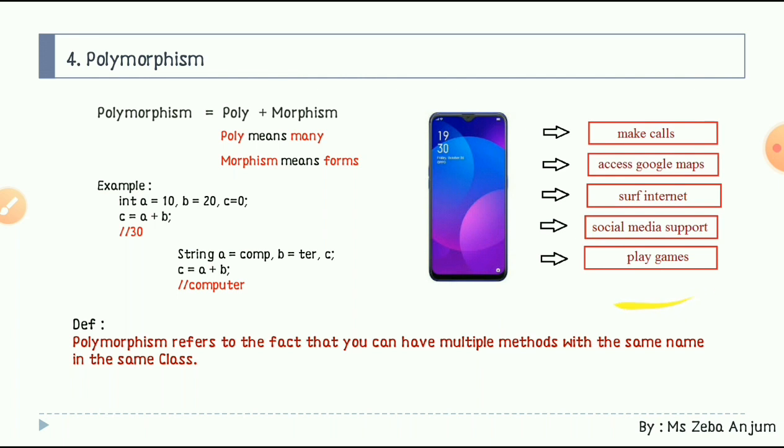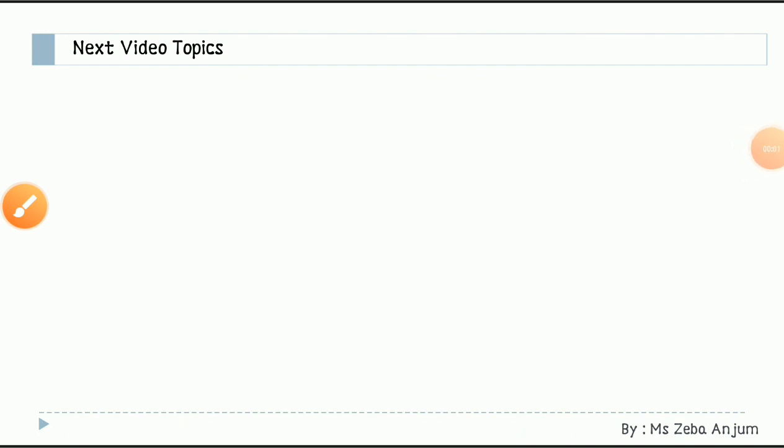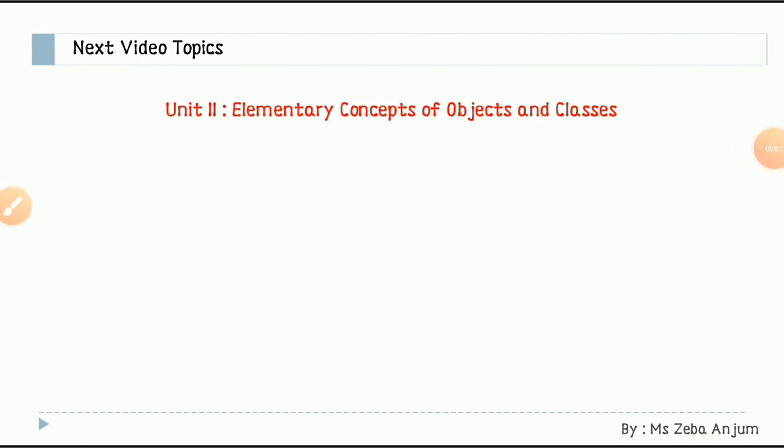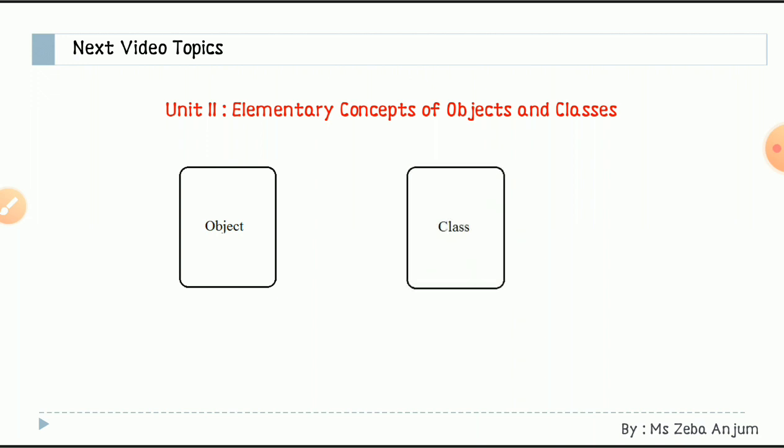In the next video, we are going to see unit number 2, that is elementary concepts of objects and classes. Furthermore, we will be seeing what objects are in detail and what classes are, some examples of both, and how these objects and classes are interrelated with each other.